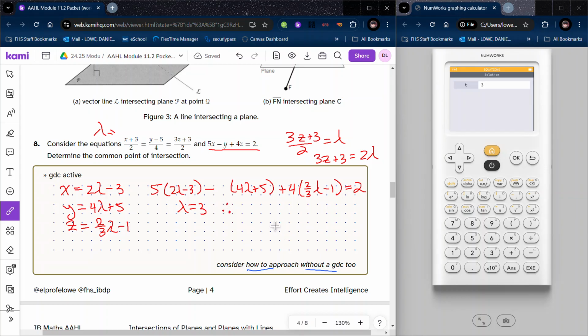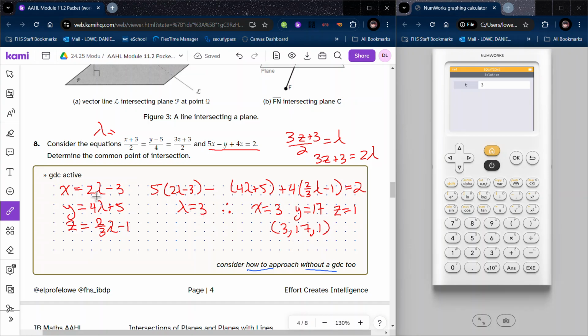All right, so therefore my point of intersection is going to have an x coordinate of 2 times 3 minus 3, which is 3. I'm going to have a y coordinate of 4 times 3 plus 5, which is going to be 17. And I'm going to have a z coordinate of 2/3 times 3, which is 2, minus 1, which would be equal to 1. So the common point of intersection is going to be (3, 17, 1).